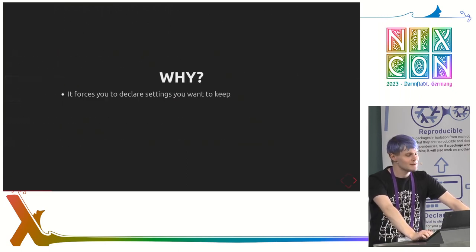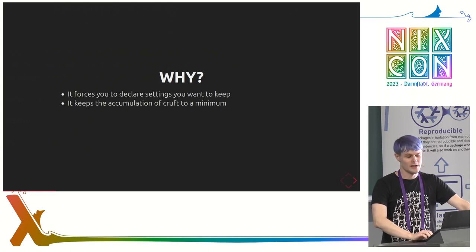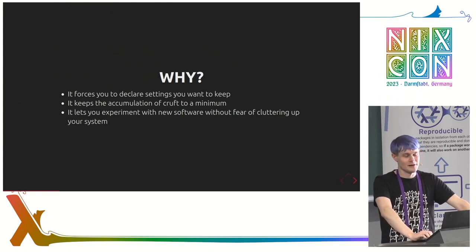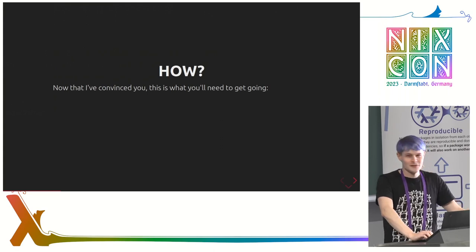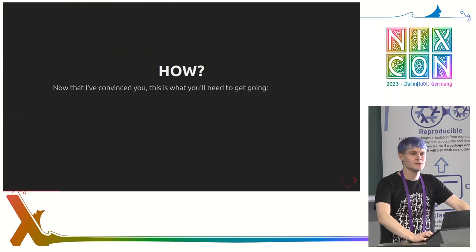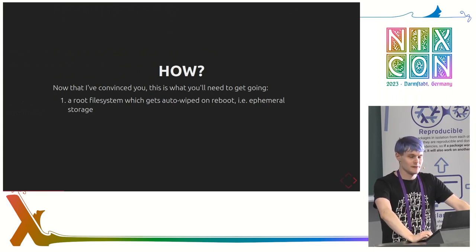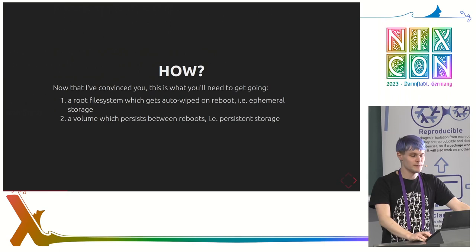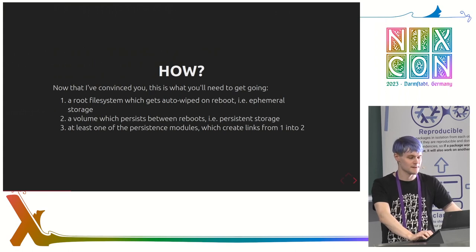But why? It forces you to declare settings you want to keep. And it keeps accumulation of cruft to a minimum. And it also lets you experiment with new software without fearing cluttering up your system. So, now that I've convinced you to try this, this is what you'll need to do to get it going. First of all, you need a root file system that gets auto-wiped, that is ephemeral root storage. And then you'll need a volume which persists between reboots, the persistent storage, and at least one of the persistence modules, which creates links from the ephemeral storage into the persistent storage.